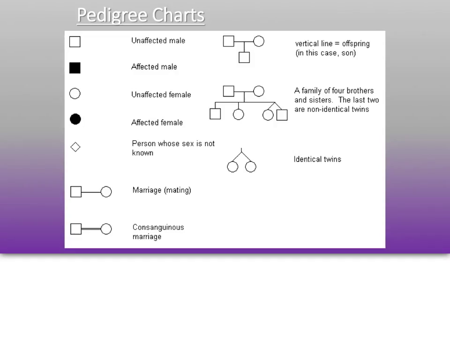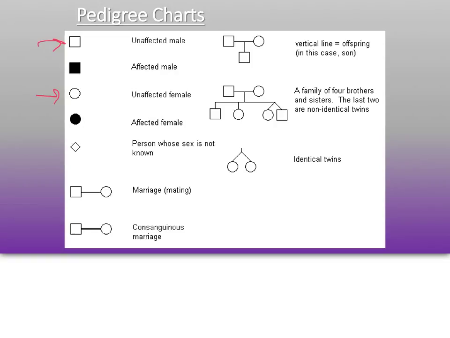So here's your key to how to interpret a pedigree. Males are squares, females are circles. If you shade in the square or circle, that means that that individual has the trait that you're talking about. If you don't shade that individual in, then it means they don't have the trait that you're talking about.